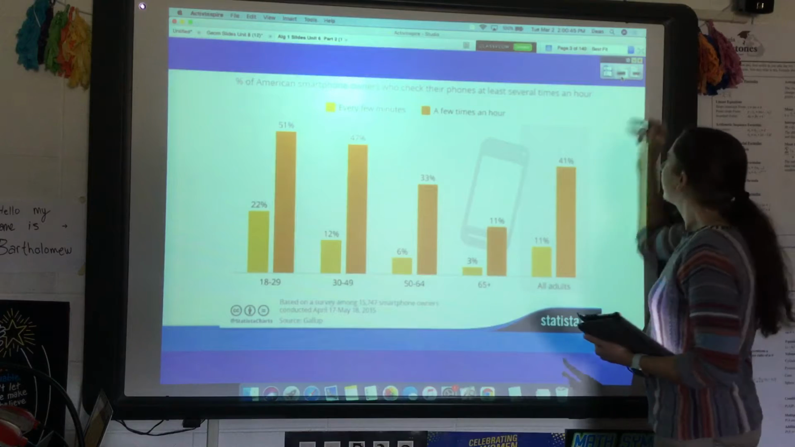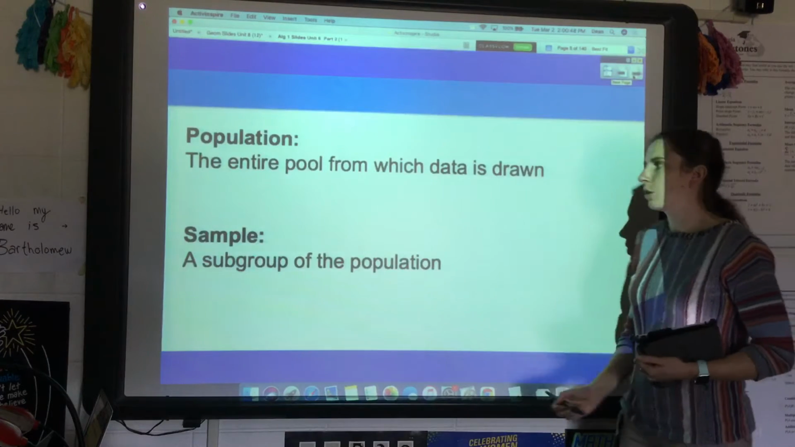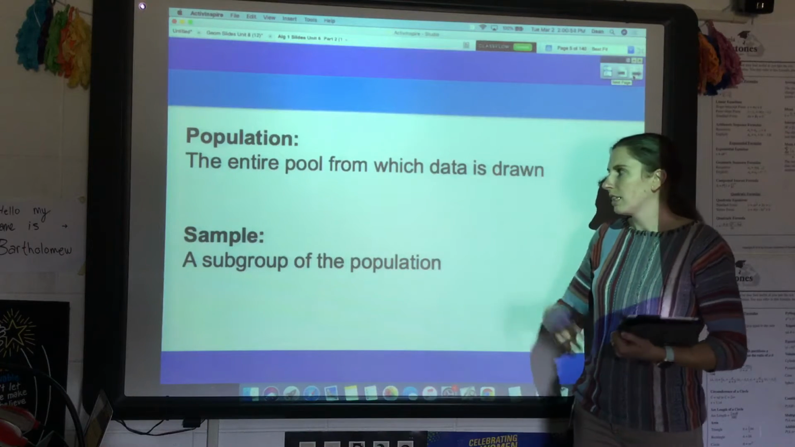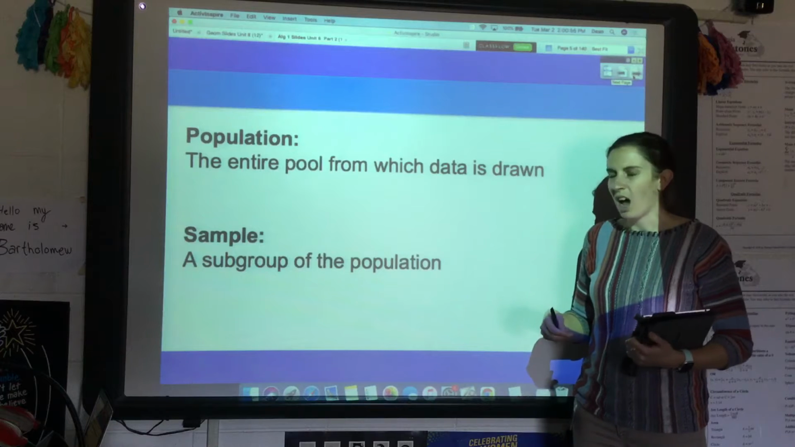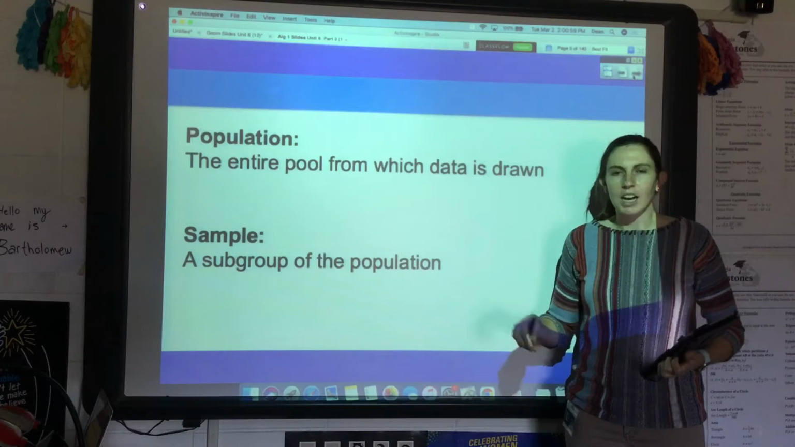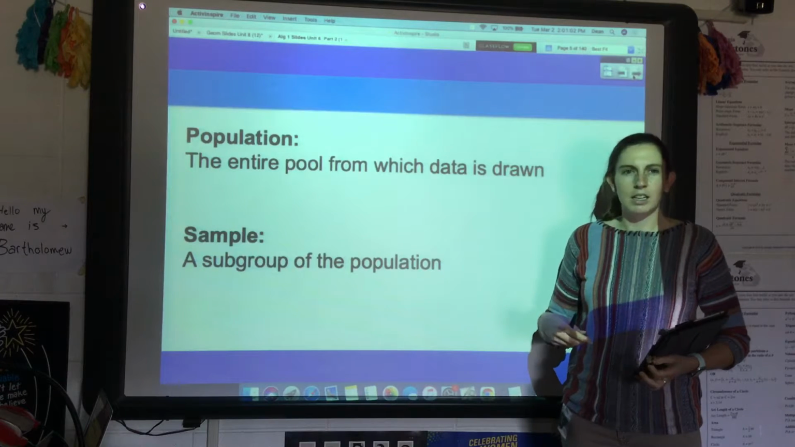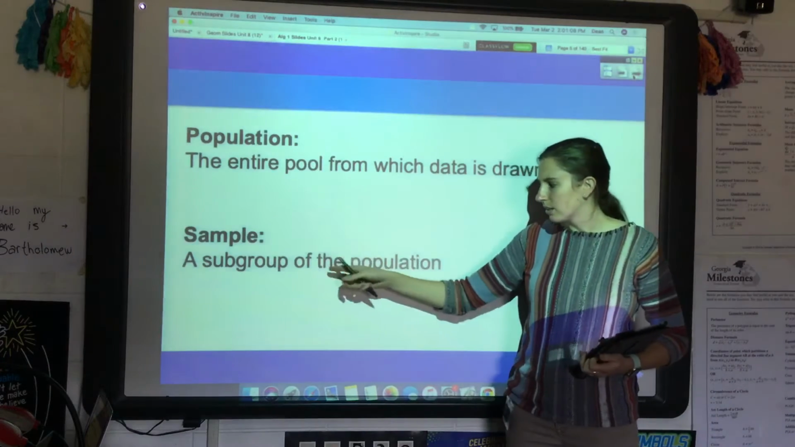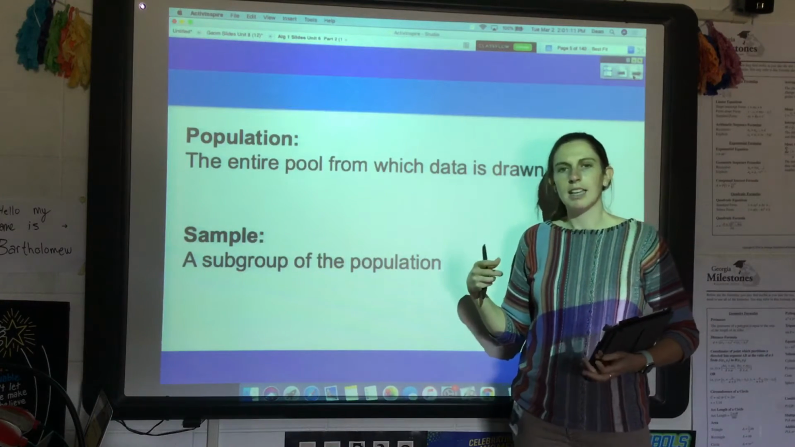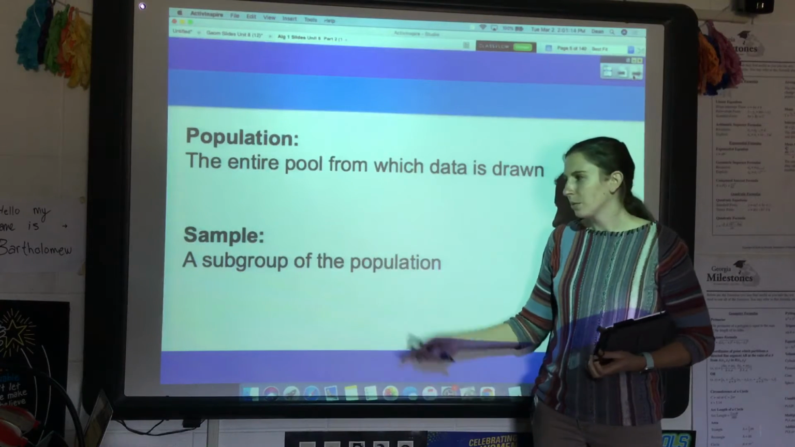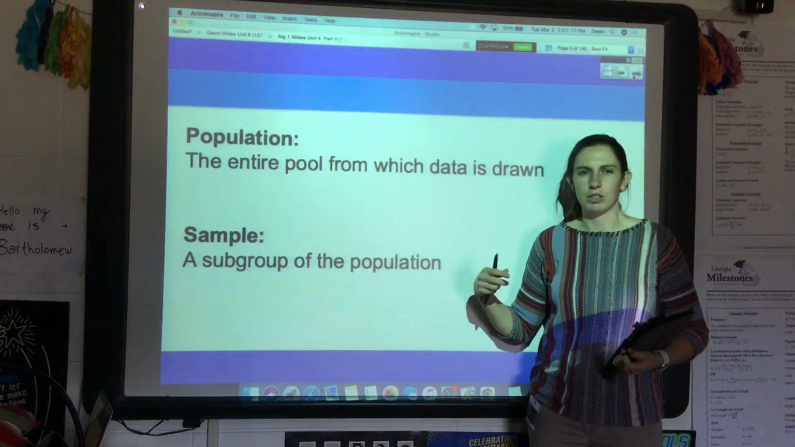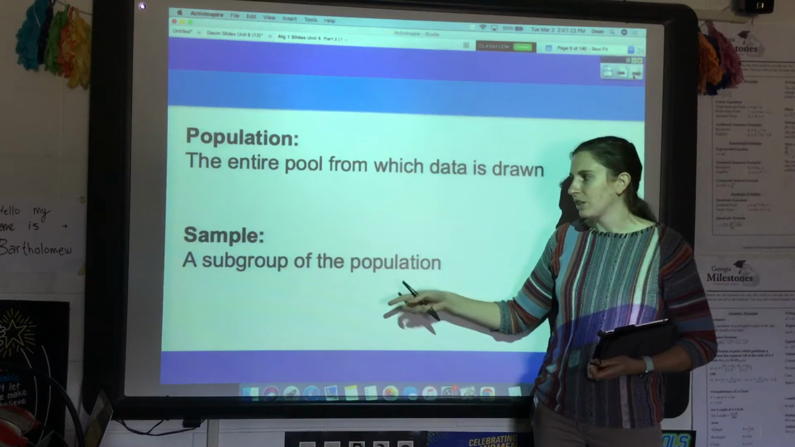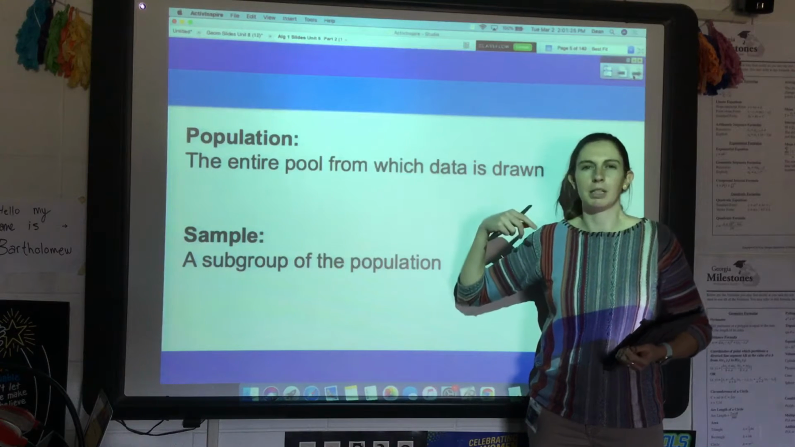And so that vocabulary is important, and I want to hit on that real quick. The population is the entire pool from which data is drawn. Oftentimes it would be the entire US, or our entire school, or the entire state of Georgia. That could be your population. And then a sample is a subgroup of that population. So let's say I want to know something about all Americans, then I'm just going to ask a couple Americans my survey question, or perform my study on just a couple Americans and use that sample to make conclusions about the population.